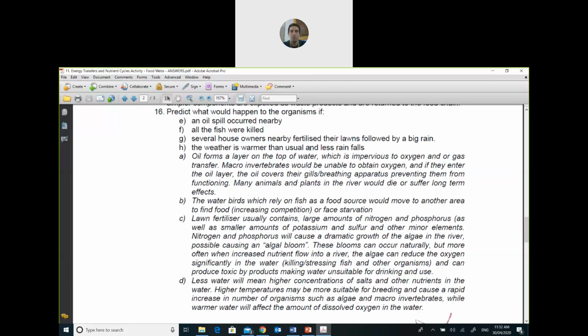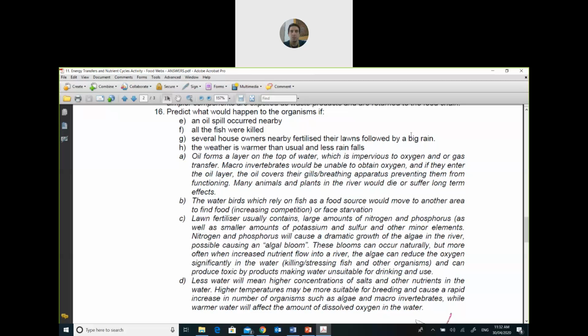So if several house owners nearby fertilize their lawns, and that's followed by a big rain, that rain will wash the fertilizer into the river. And lawn fertilizer usually contains large amounts of nitrogen and phosphorus, and also some potassium and sulfur and other elements. And this causes algae to grow a lot within the river. So if the fertilizer goes into the river, the algae becomes a lot more abundant, and this can cause what we call algal bloom.